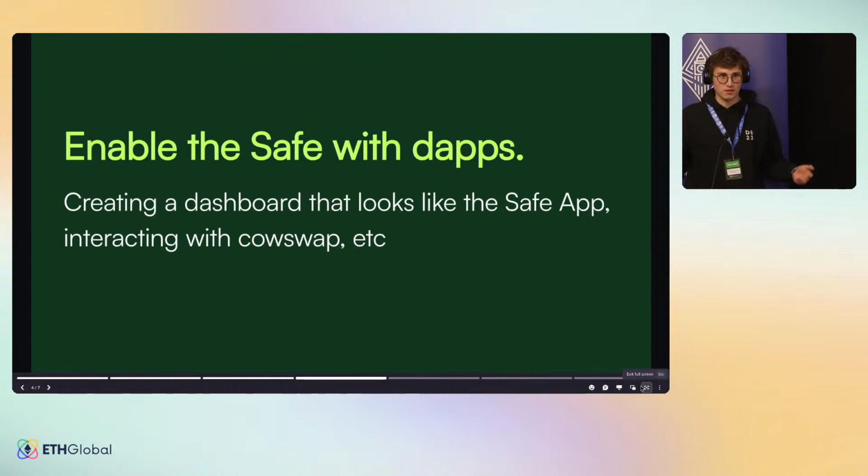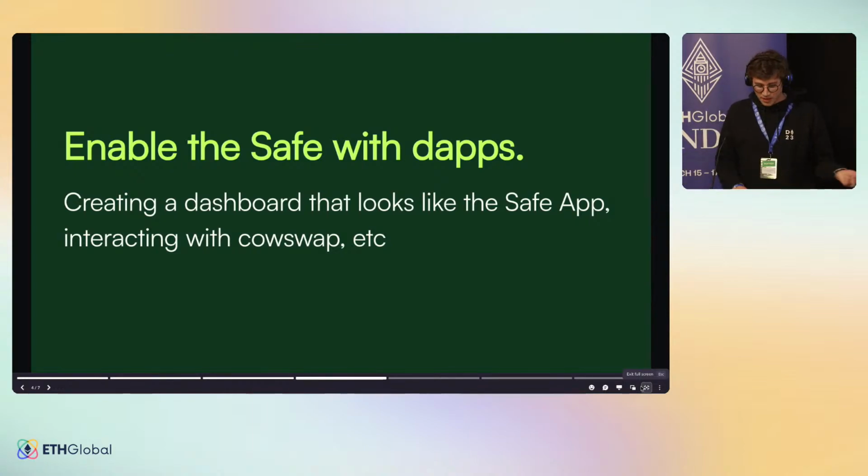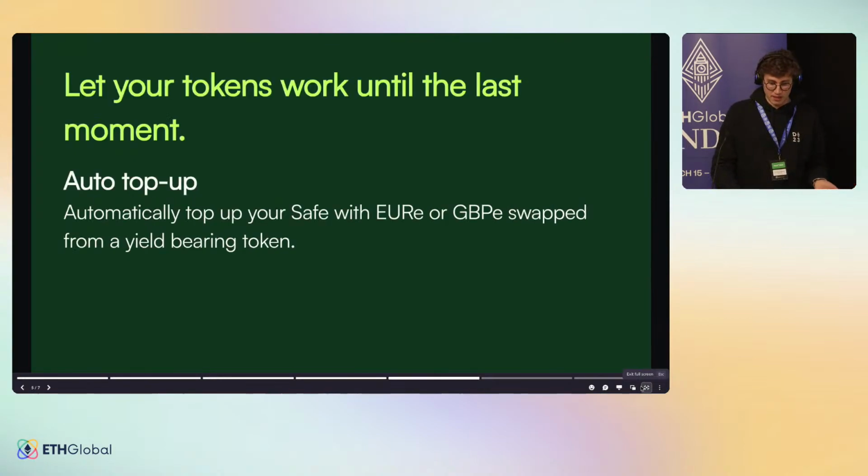And for that, you need tooling. You need the safe to be usable. That's the reasoning behind it. And that brings me to the next bounty, actually, or like the other ideas that we had, and that is allow people to use yield-bearing tokens with your safe.